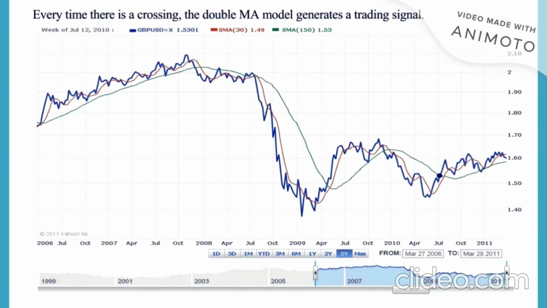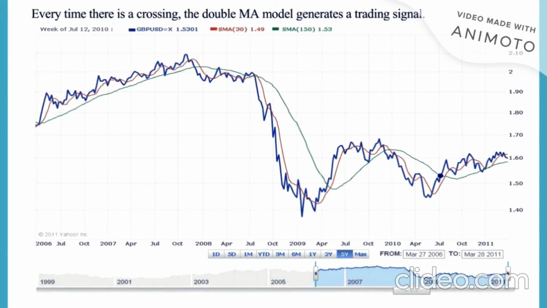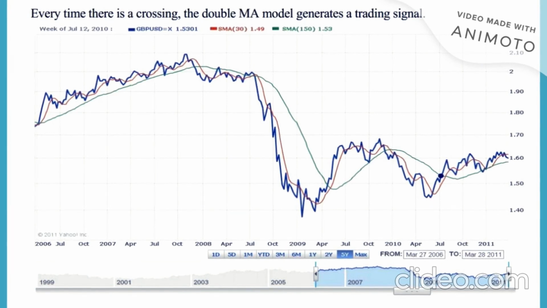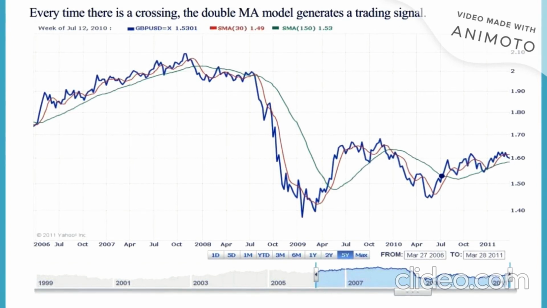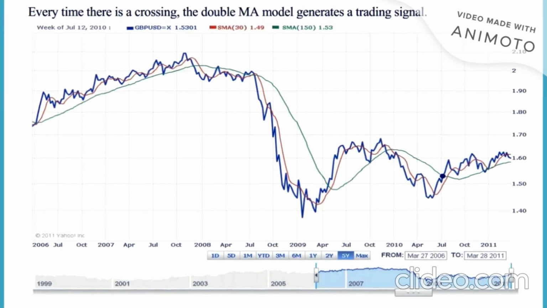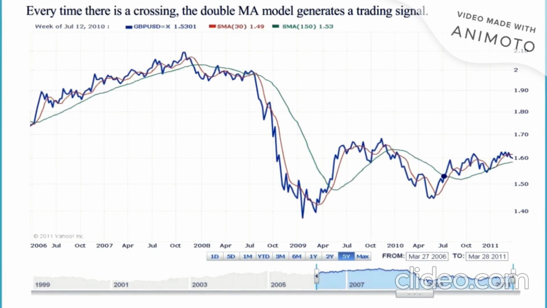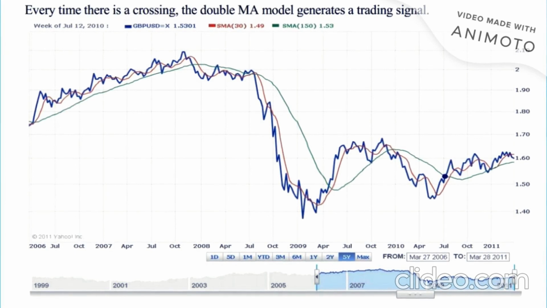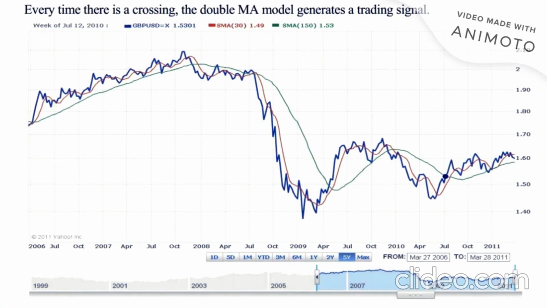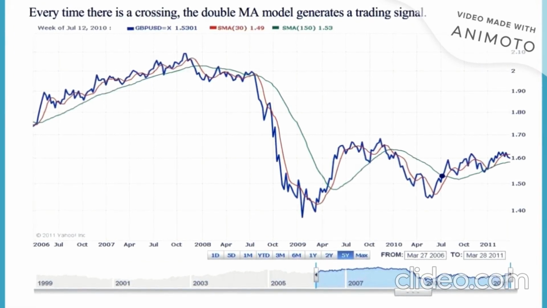This example illustrates how to generate trading signals for the USD per GBP using the double moving average model. At first, we generate a short-run moving average using 30 days of information. It is shown with the red line in the graph. Then we generate a long-run moving average using 150 days of information, which is shown with the green line. Every time there is a crossing between the red line and the green line, the double moving average model generates a trading signal. For example, there is a sell GBP signal in late 2007. By April 2009, the model generates a buy GBP signal.